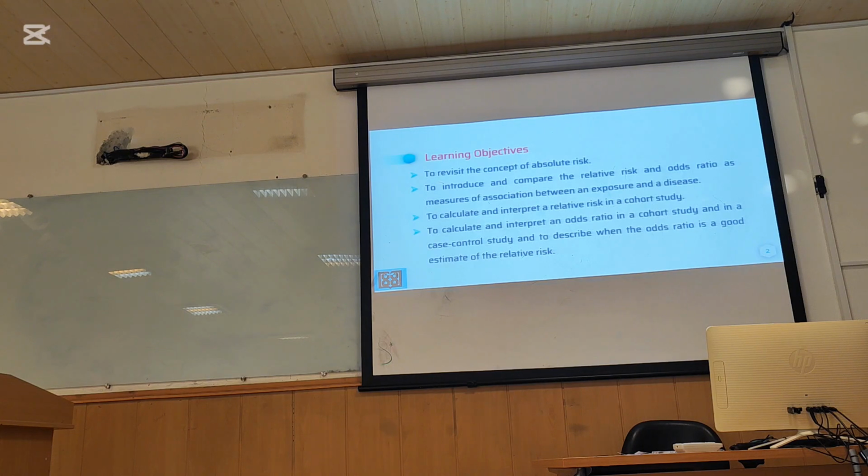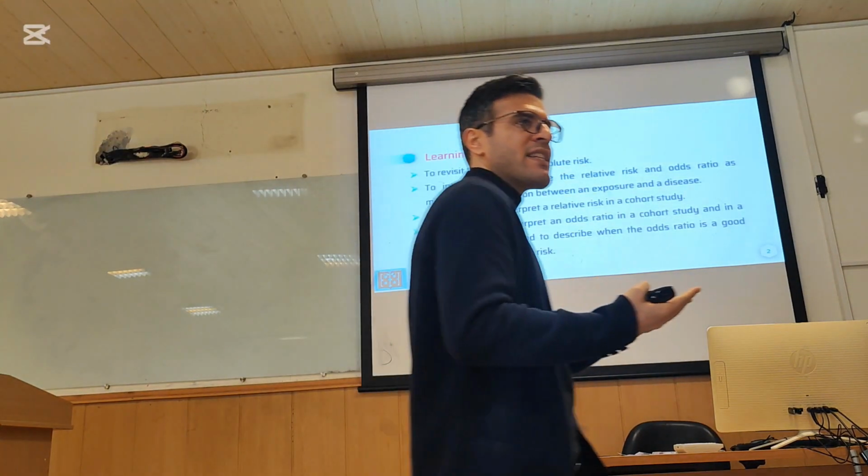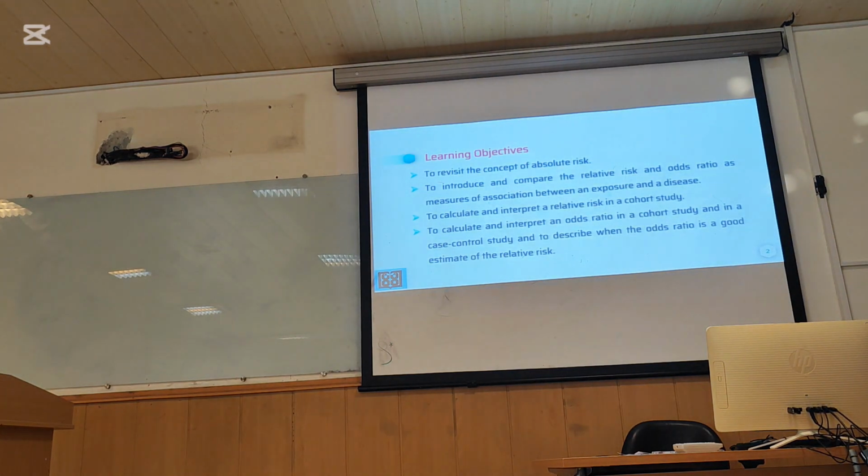Because incidence and prevalence refer to descriptive statistics or a descriptive approach. But right now we need some indices to assess association between two factors. And two important indicators are odds ratio and relative risk. Okay.